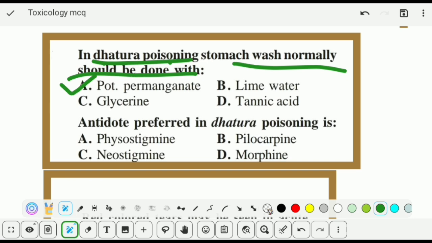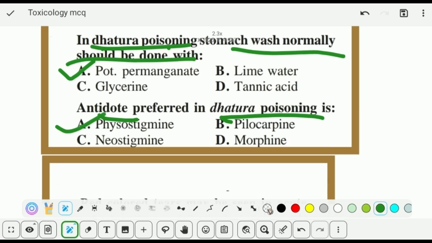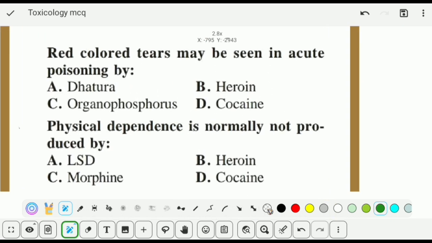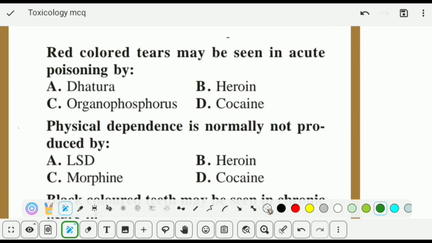Then the antidote preferred in the case of dhatura poisoning. These two questions are somewhat correlated. In case of dhatura poisoning, physostigmine, option A, would be the correct answer and is mostly used as an antidote. Like we have seen in the previous question, in case of opium poisoning, naloxone was used as an antidote.